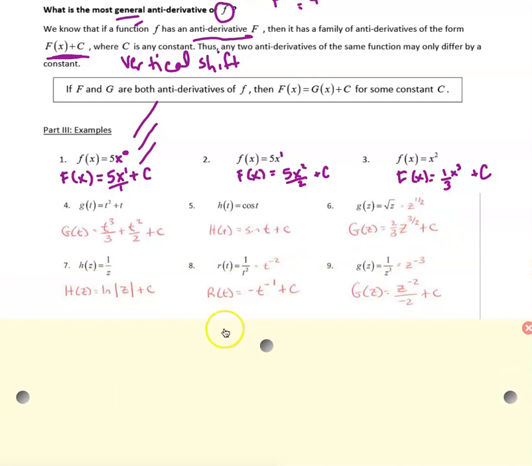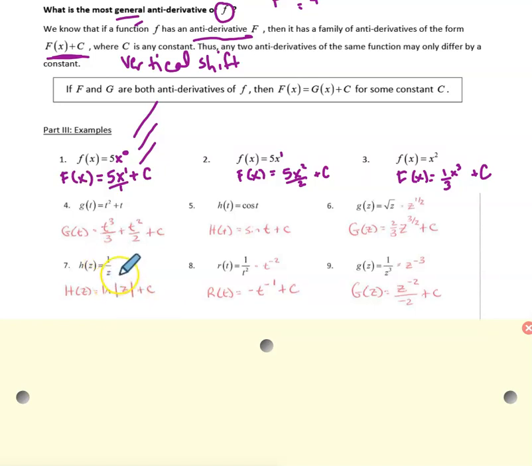Next few problems. This is an interesting one. Little h of z equals 1 over z. Well, think about it. What function do you know that differentiates to 1 over z? That's the natural log function. Well, if you notice here, we wrote that big H of z equals the natural log of the absolute value of z plus c. Why is that absolute value there?